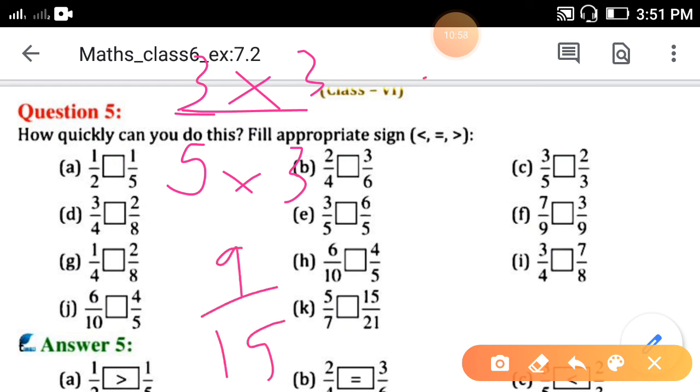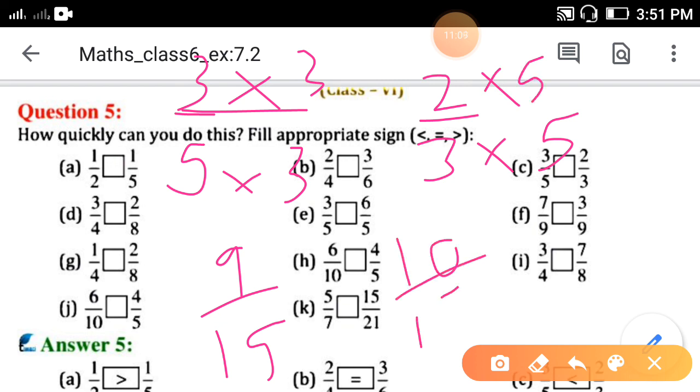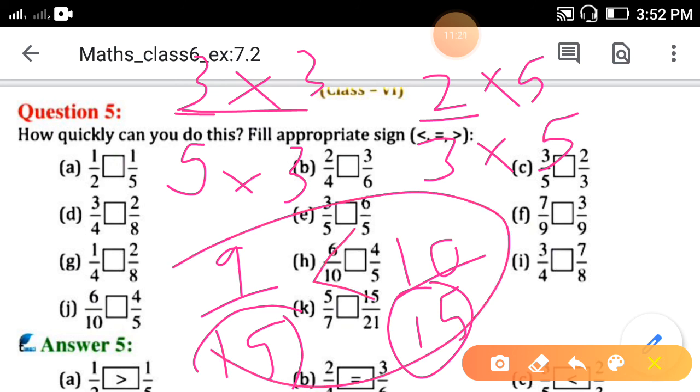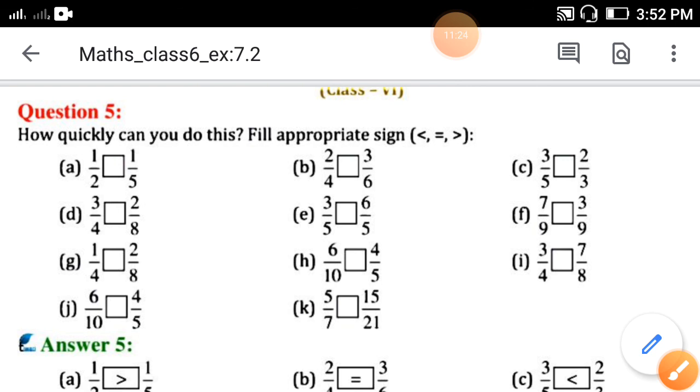On the right side, here it is 2 upon 3. If you want 15 in the denominator, you have to multiply by 5. So here 2 5s are 10 and here 3 5s are 15. Now denominators are the same. Look at the numerators. 9 is less than 10. So you have to put the less than sign. Understood?